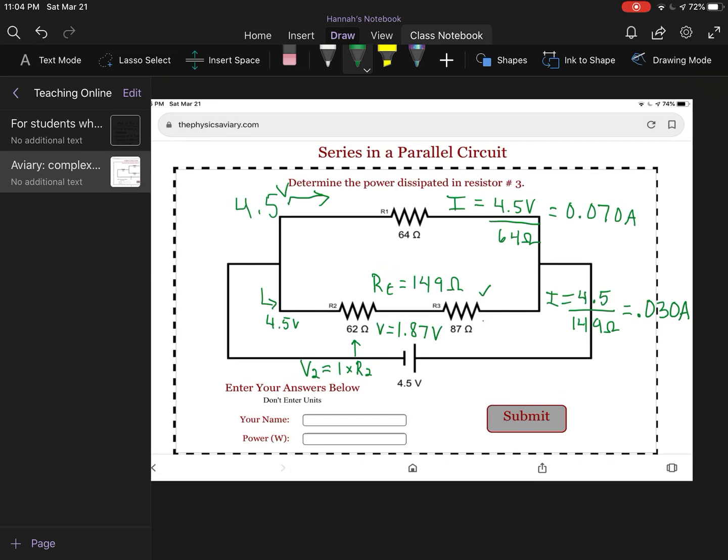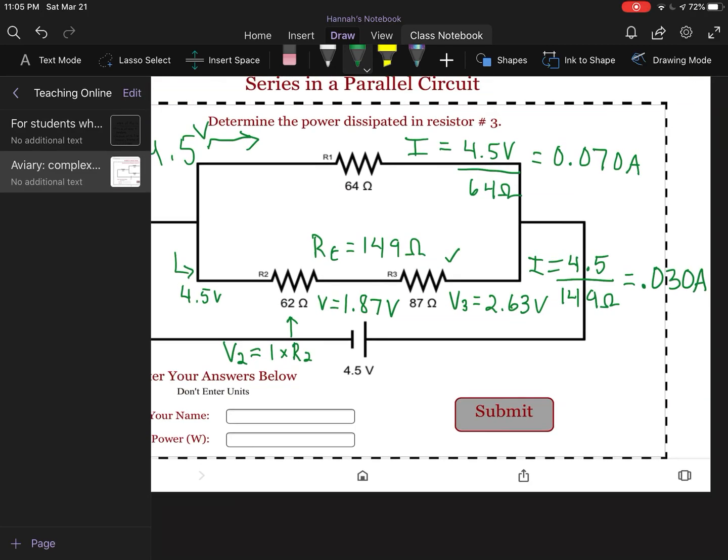So what I'm going to do to figure out my voltage for resistor 3 is I'm going to subtract, yeah, pretty sure. So I'm going to go ahead and subtract 4.5 minus 1.87. Okay, and that gives me 2.63 volts for resistor 3. Okay, my current is still 0.03. Power across resistor 3 is 0.03, which is your current, times 2.63 volts. Okay. I multiply, and I'm getting 0.079 watts.